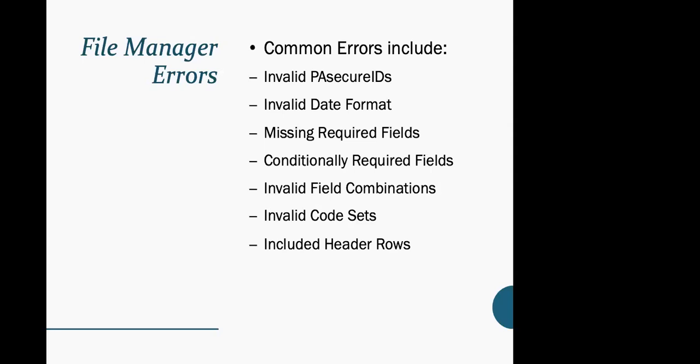You can have invalid field combinations, so that two things that need to go together are not valid the way they are placed in the file. You could have an invalid code set, and that would basically be your values, all right? You can't have a Y if the value is yes. And obviously the header rows that we talked about, if you don't check that you have one and you do, that's going to err.